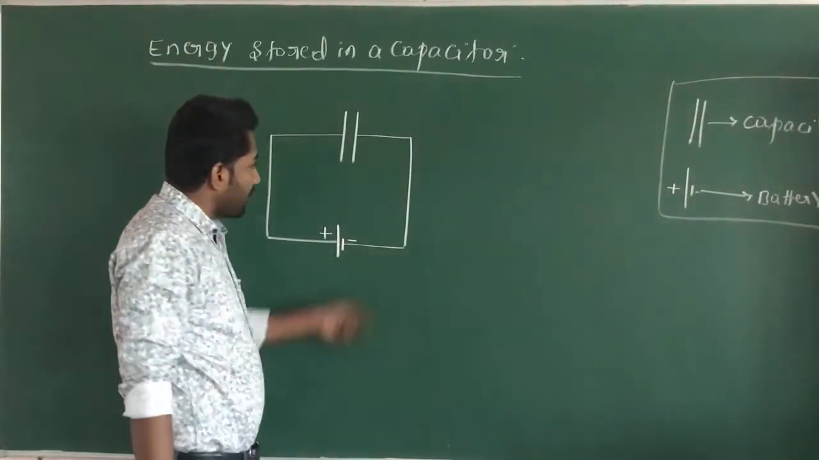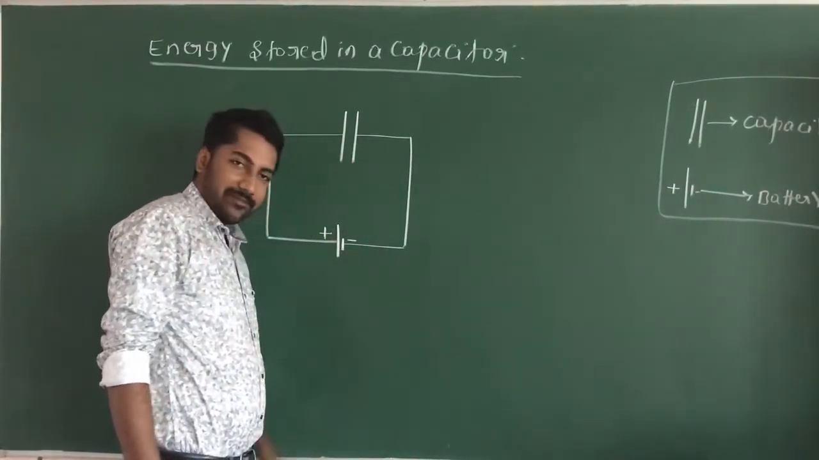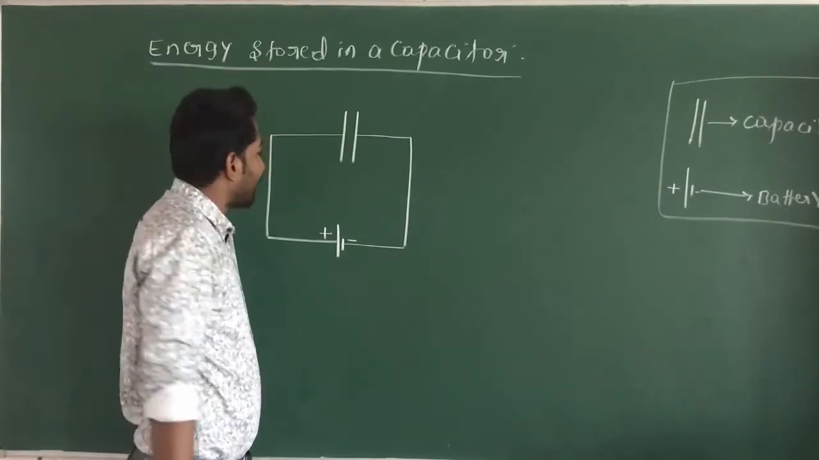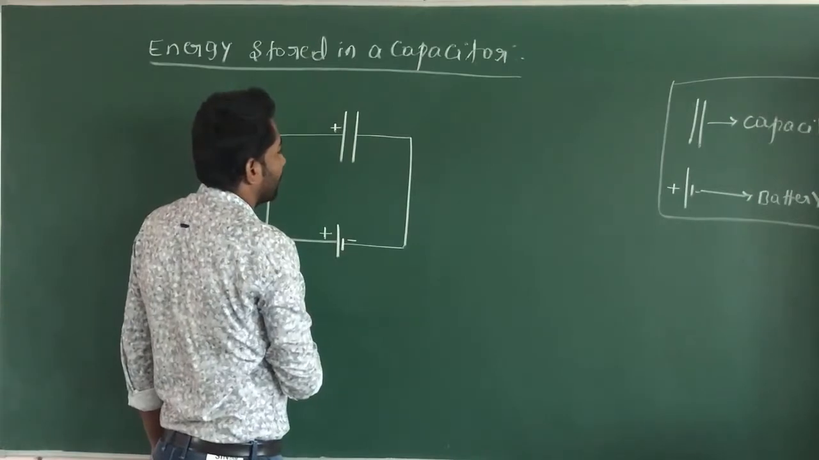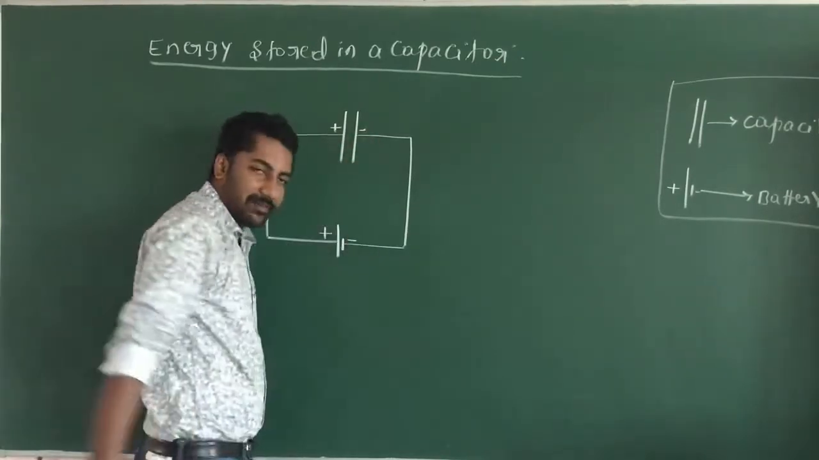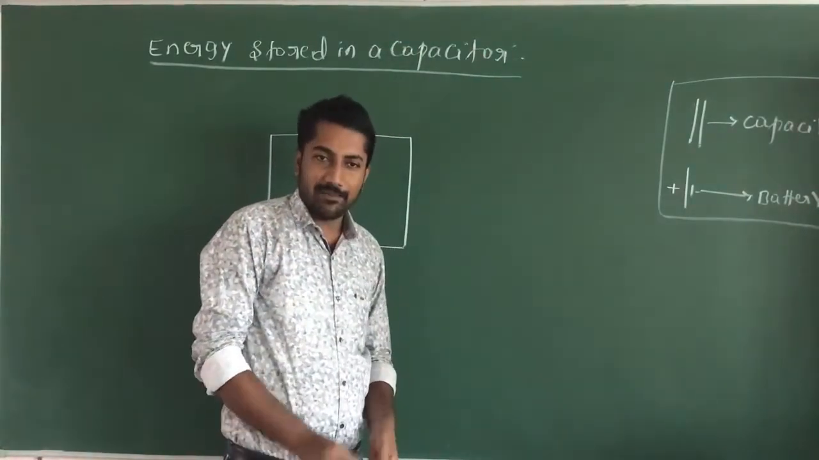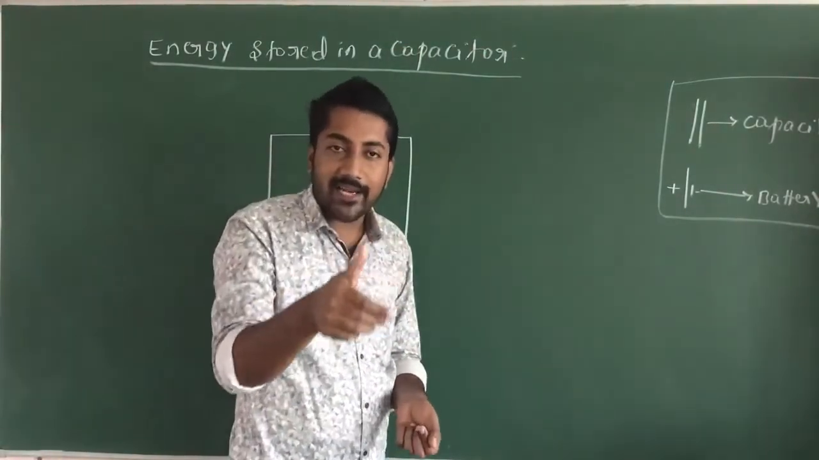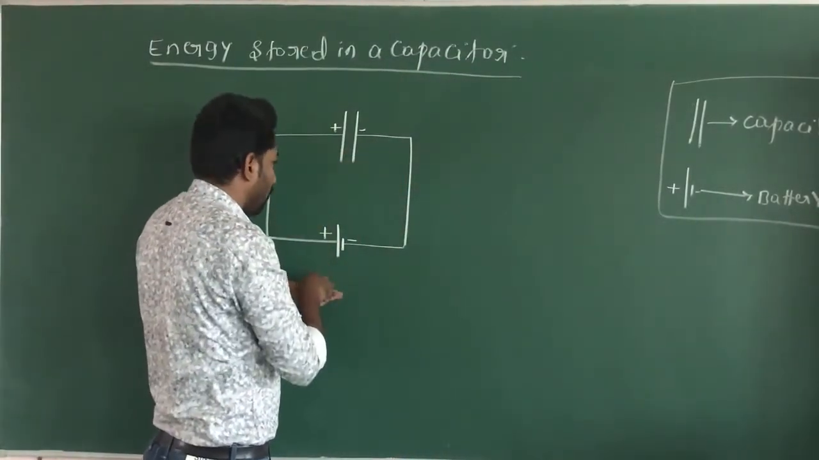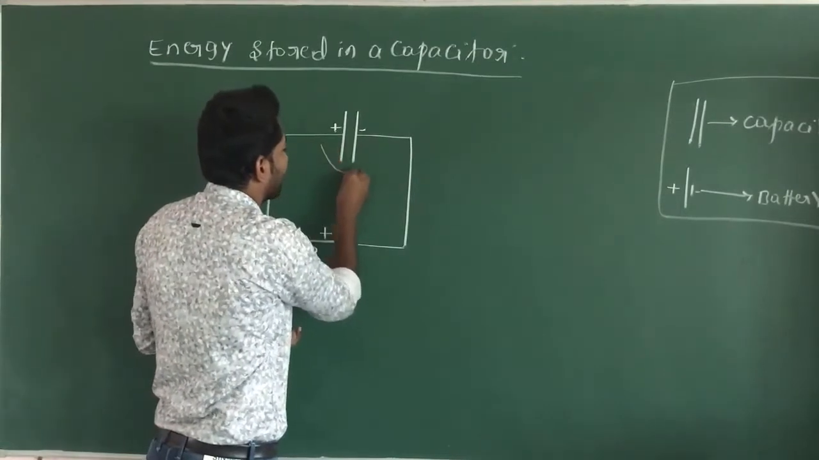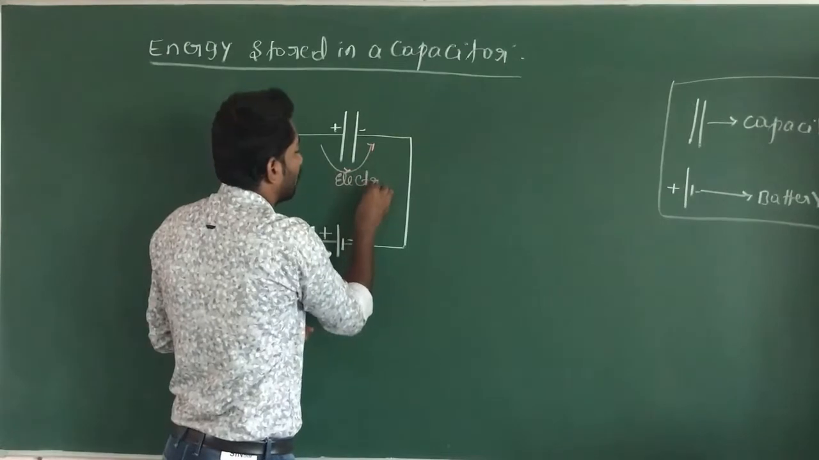Here, when the uncharged capacitor is connected to the battery, this is the positive terminal of the capacitor and this is the negative terminal. Energy stored in a capacitor is nothing but transferring the electrons from the positive plate to the negative plate.